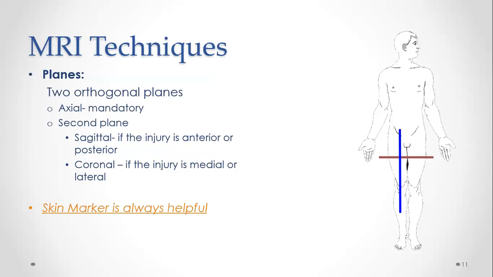Planes are very important. Selecting your anatomical plane is always important with sports injuries. Axial plane is mandatory, is always available in the protocol. The second orthogonal plane depends on where the pathology is. And if we're talking about the upper or lower extremity, if the pathology is medial or lateral, we would go with the coronal plane. If the pathology is anterior or posterior, then we would go with the sagittal plane.